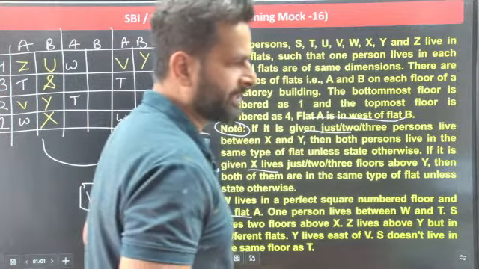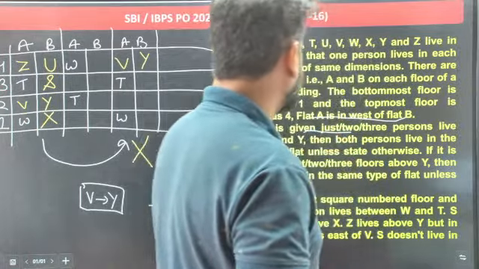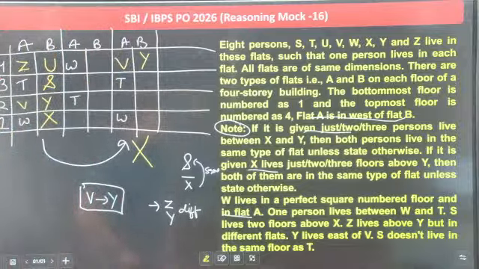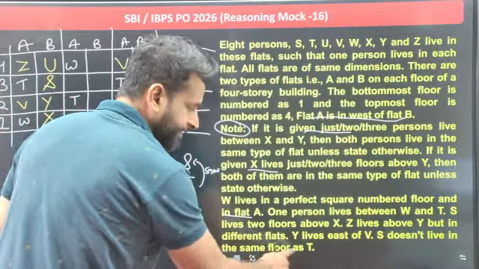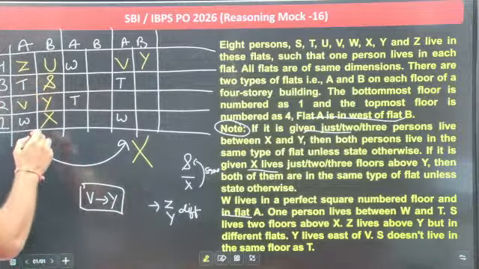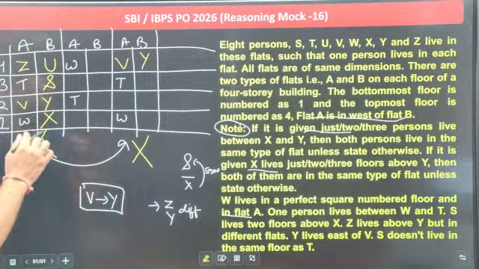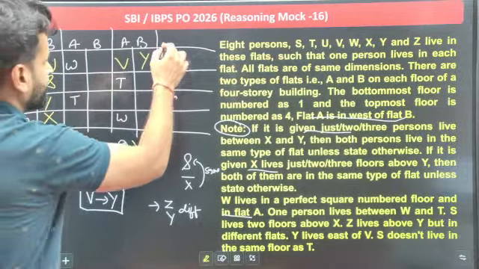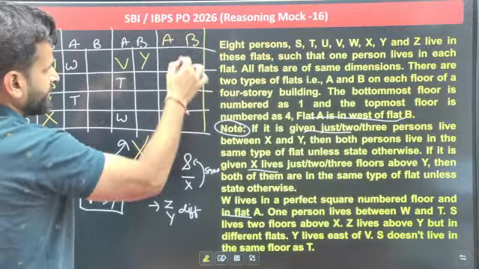So this will be your arrangement, I guess. Let me cross check. One between W and T, S two floors above X. Z above Y, different flat. Y is to be... S does not live in the same floor as T. This is wrong. Let us cross check the other arrangements also.